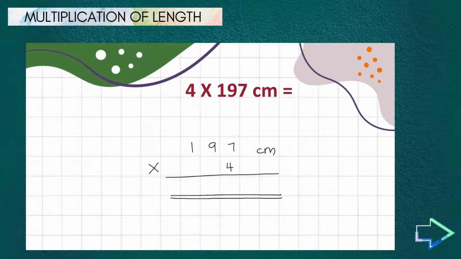Now, for this question, we need to use times table 4 because it's times with 4. So, times the first number from the right side, which is 7. 7 times with 4 is 28. So, we need to write down 8 and bring up 2 above the 9 and plus it later. This is because you cannot write two numbers in one place value.